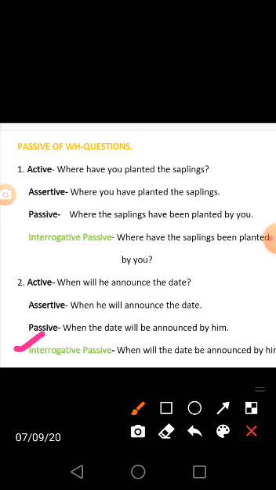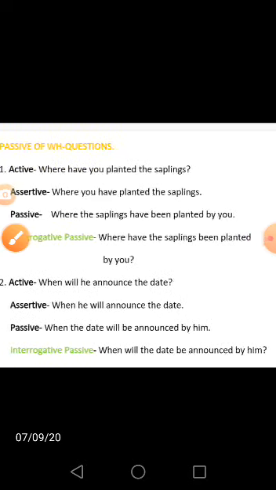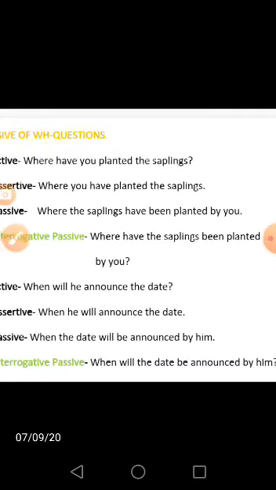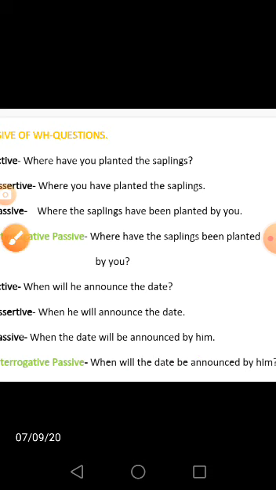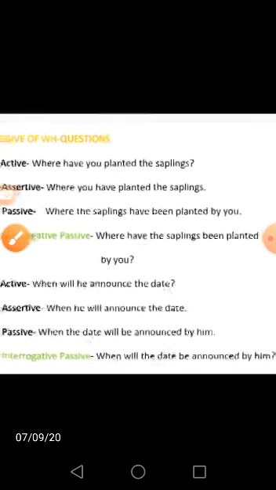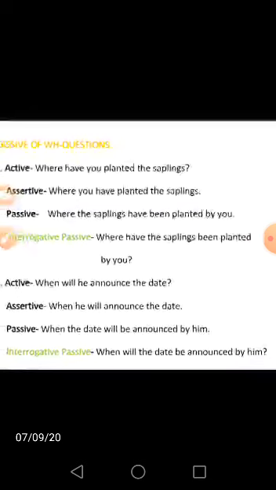There, what will happen, all of you see, in the final answer: when, then will, the date, be announced. Okay, so the date in the middle, and will before and be announced afterwards. So this is the final answer. When will the date be announced by him?